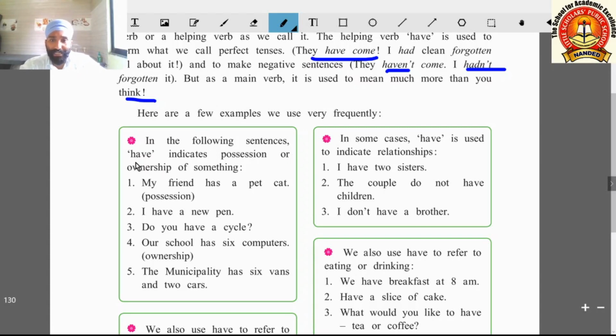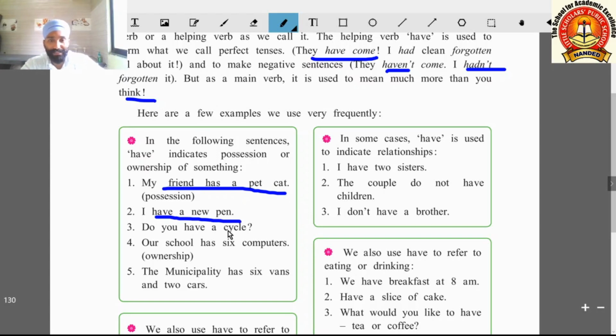In the following sentences, have indicates possession or ownership of something. My friend has a pet cat. Possession. Here, my friend has something with him. My friend possesses a pet cat. This possession we are showing here. I have a new pen. This also shows that you possess a new pen.